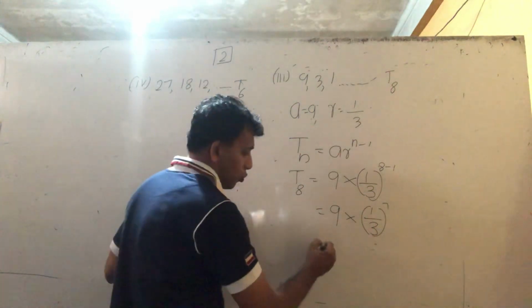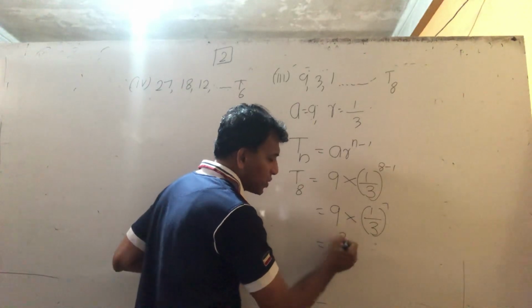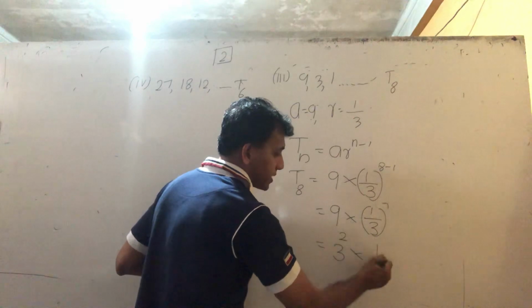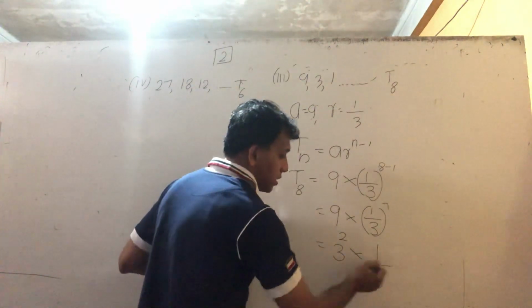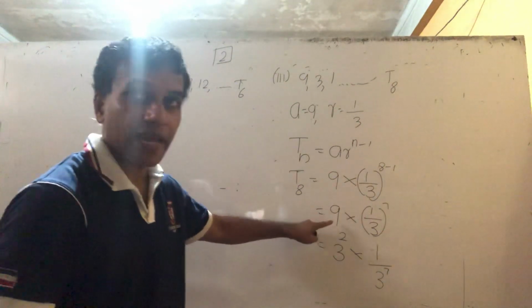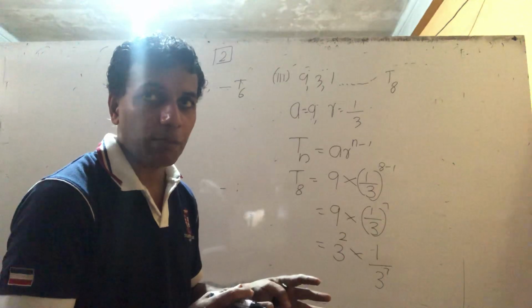So therefore, I can write 9 as 3 squared. 3 squared multiplied by 1 to the power 7 is 1 over 3 to the power 7. That's why I mark this 9 as 3 squared. Always use some simple method of simplifying.